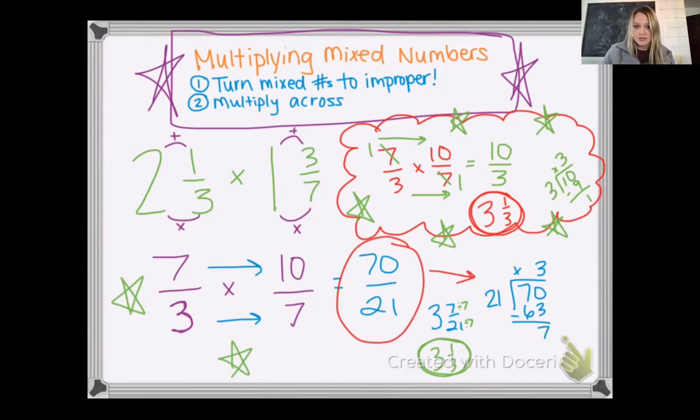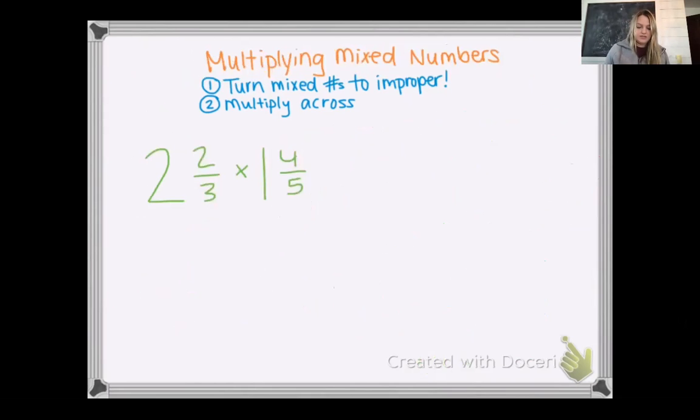Man, our notes look crazy. Let's do another one. Write this down in your math notebook, please. 2 2/3 times 1 4/5. Okay, so you're writing down 2 2/3, 1 4/5.